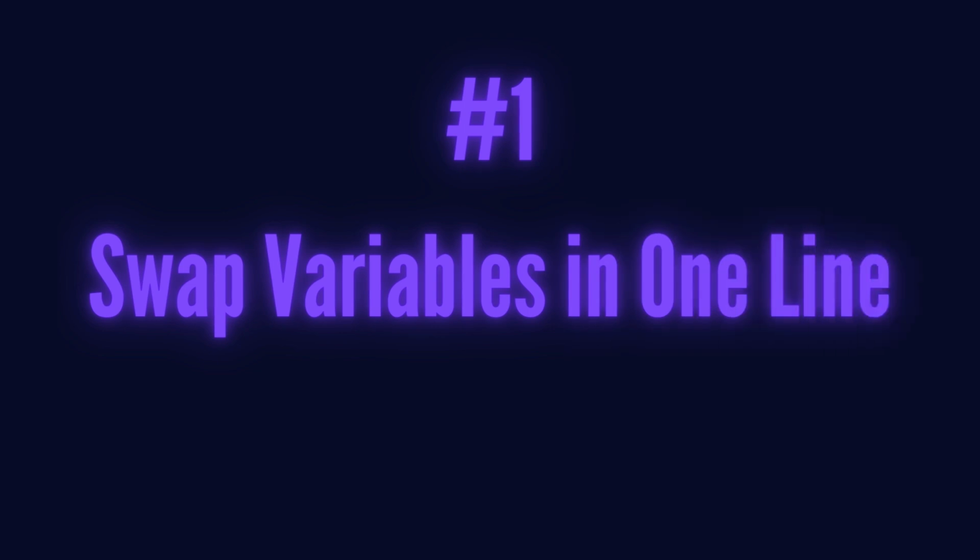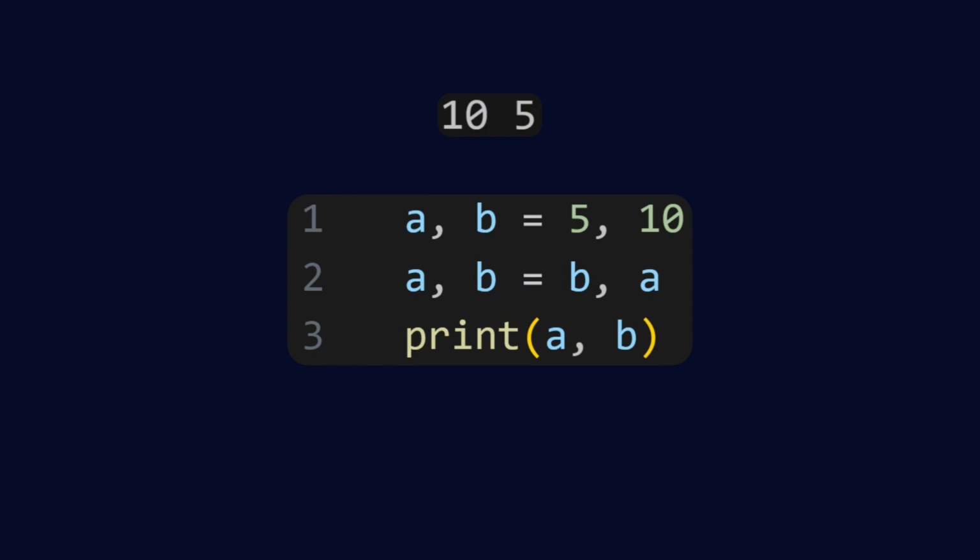Number 1. Swap variables in one line. Want to switch the values of two variables? You don't need a third variable. Just do this, a, b = b, a. Fast and easy.